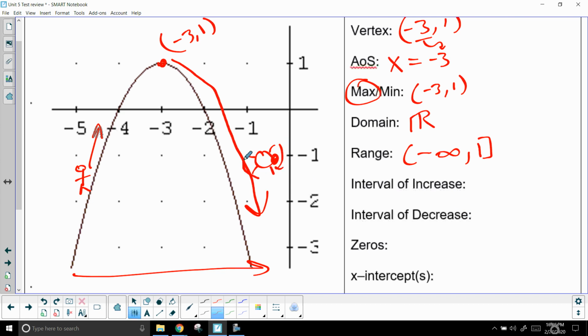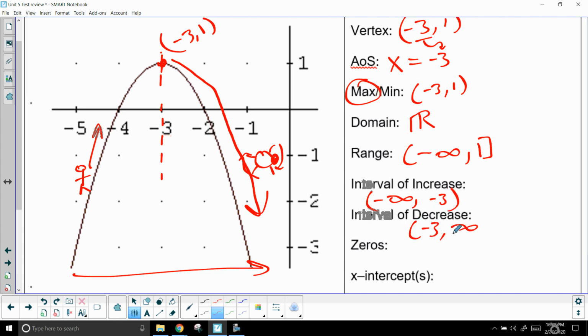This little dude came from the negative infinity side of the world, and he will continue to go up until he hits negative 3. Okay, remember these are x values, negative 3. Once he hits negative 3, that's when he starts going downhill. So negative 3 to infinity. And again, these are x values.